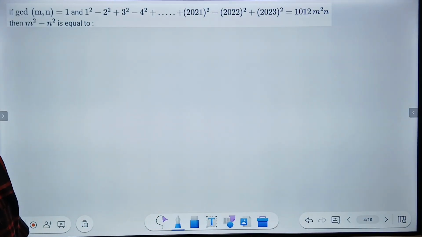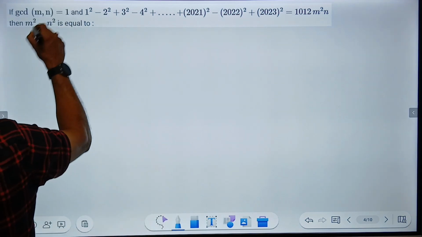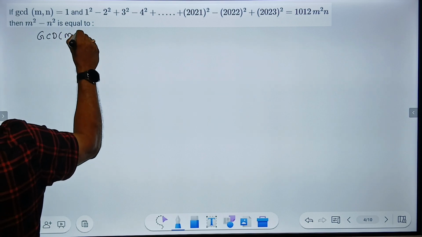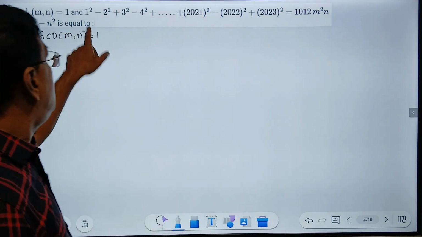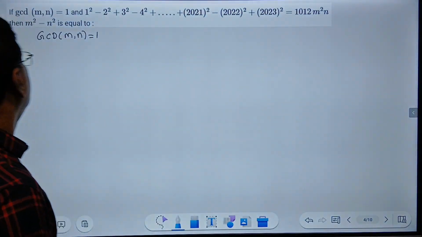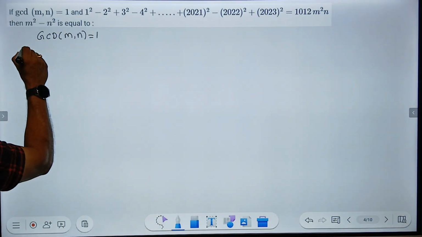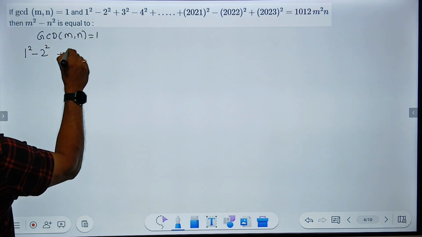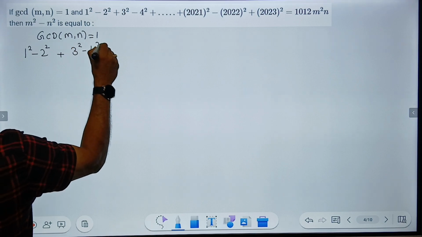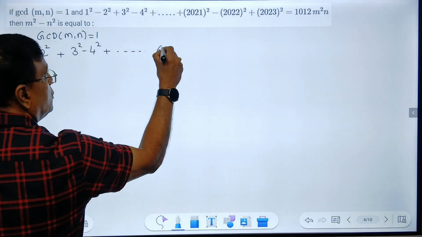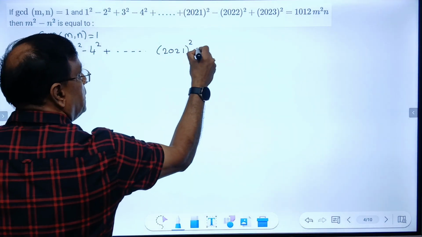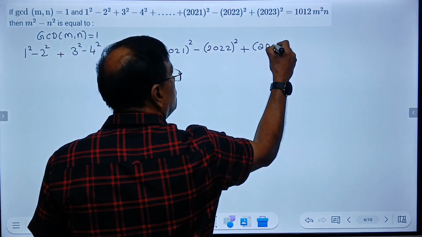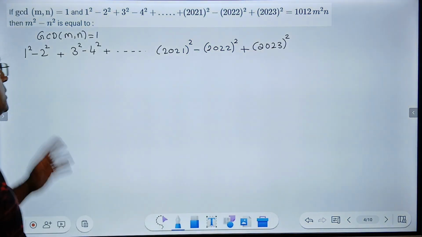I am given the GCD of m, n. So m and n are coprime. It is given that GCD of m comma n is 1. This is given to you, and this expression is also given to you. Now what is this expression? It is actually 1 square minus 2 square, and then 3 square minus 4 square, plus so on up to 2021 whole square minus 2022 whole square, plus 2023 the whole square. This is what is given.